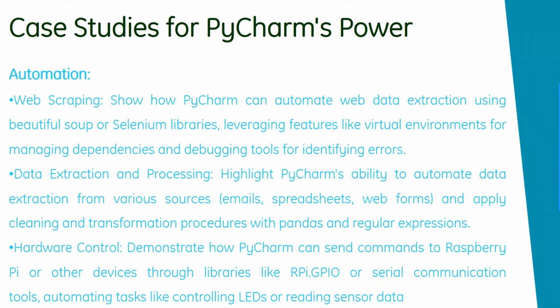And then we have data extraction and processing, highlighting PyCharm's ability to automate data extraction from various sources such as emails, spreadsheets, or web forms and apply cleaning and transformation procedures with pandas and regular expressions. Hardware control. PyCharm can send commands to Raspberry Pi and other devices through libraries like RPi.GPIO, or serial communication tools, automating tasks like controlling LEDs or reading sensor data.